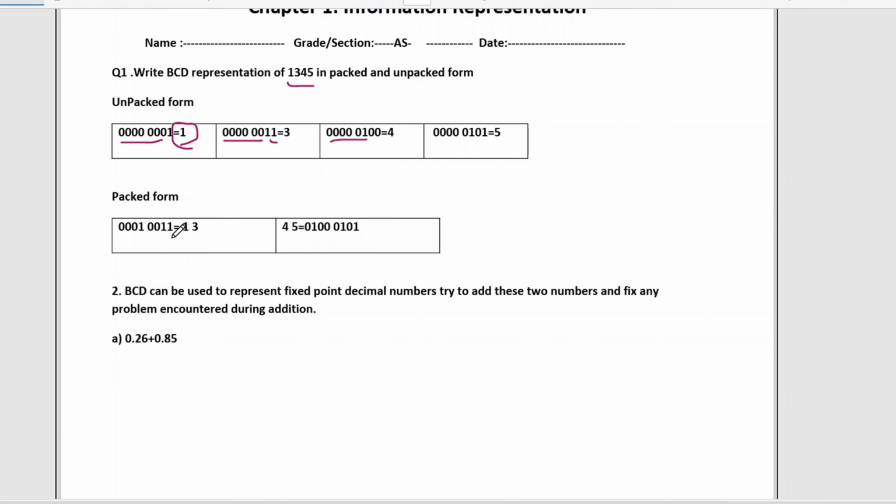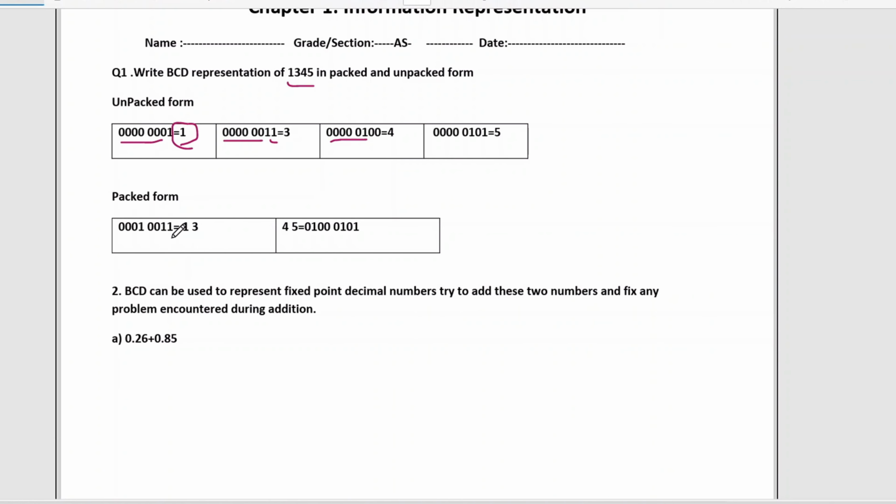Similarly, together 4 bits and 4 bits become 1 byte, right? So I'm taking 2 digits together and representing them using 4 bits each. And similarly for 45, I am going to represent 4 over here and 5 over here, right? So this is my packed form.